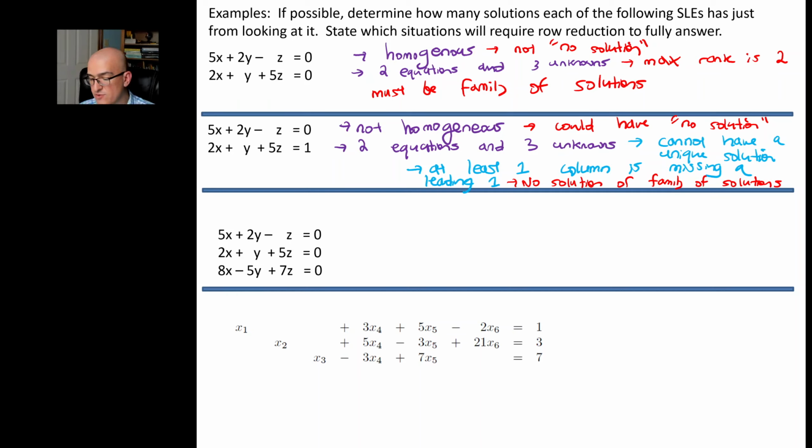We would need to row reduce this in order to tell which is which. How about the next one? Well, it's homogeneous, so it cannot have no solution. It has to have either a unique solution or a family of solutions. But we cannot tell the rank without row reducing.